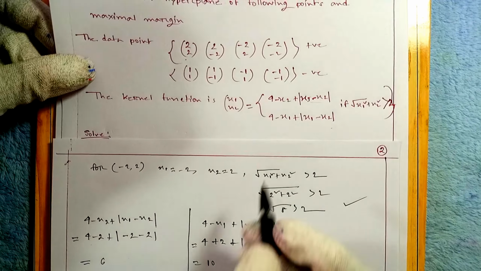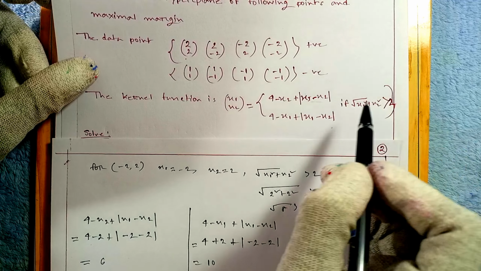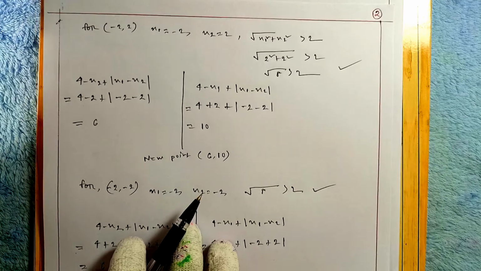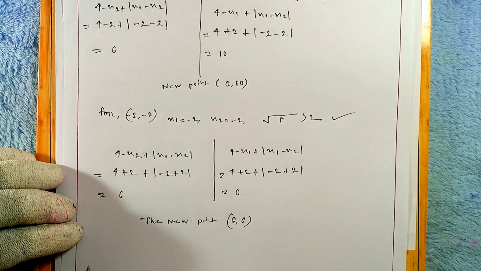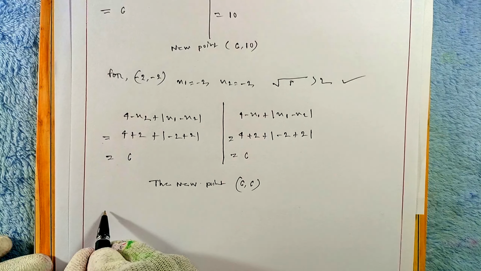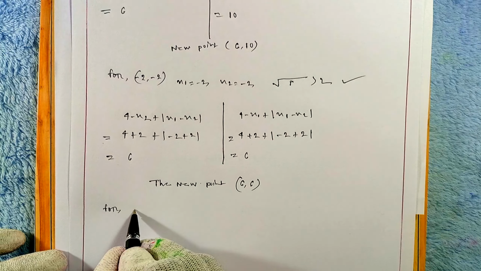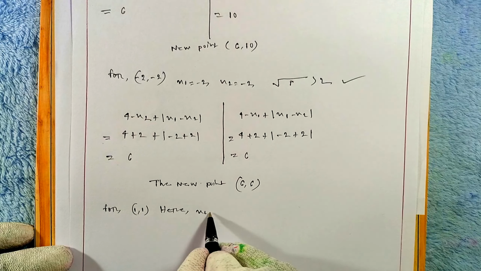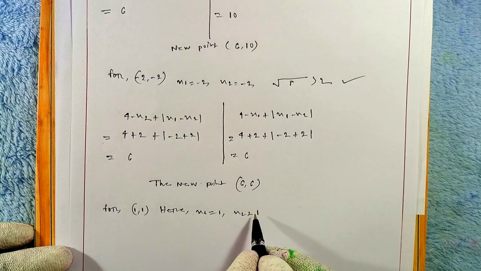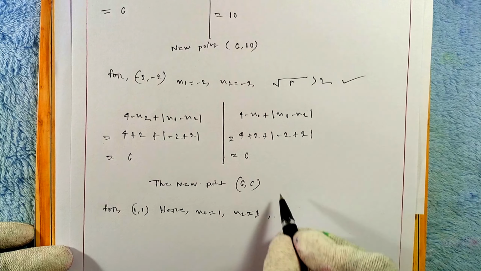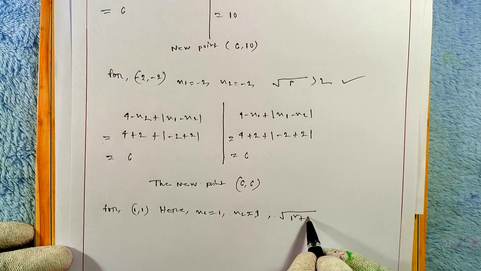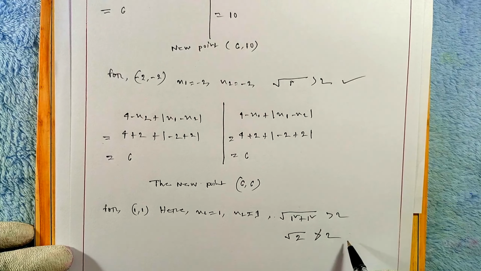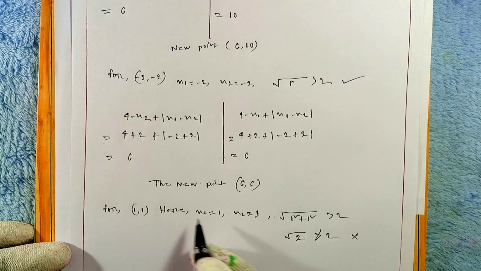Now we have only this negative data point, but in case of a negative data point, no point will be satisfied for this condition. Okay, let me show you. That is for 1 and 1. Here x1 will be 1 and x2 will be 1. Let's check if this condition is satisfied or not. Root over 1 square plus 1 square is root 2, which is not greater than 2, so its condition is not satisfied. So all of these values will be the same.